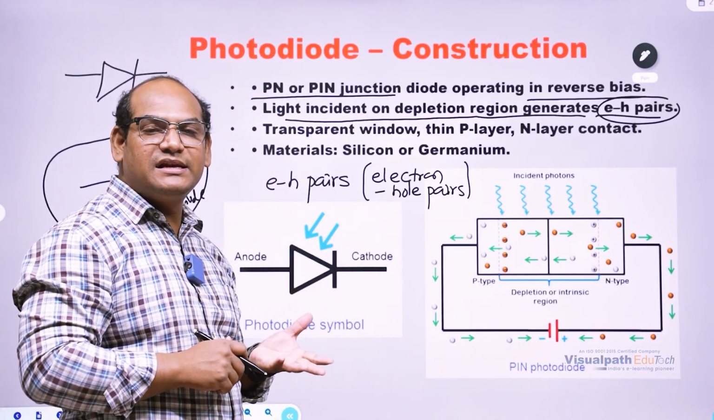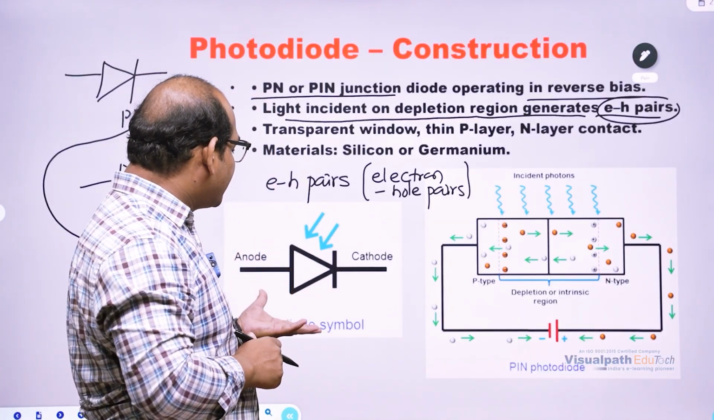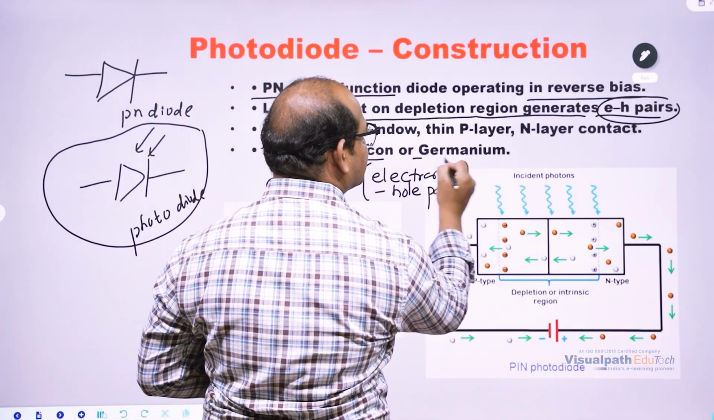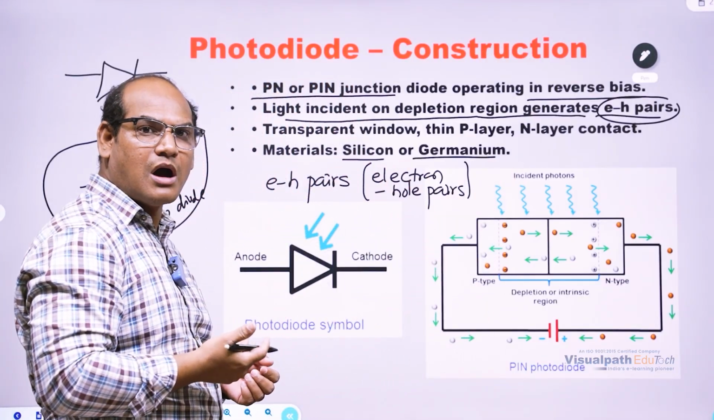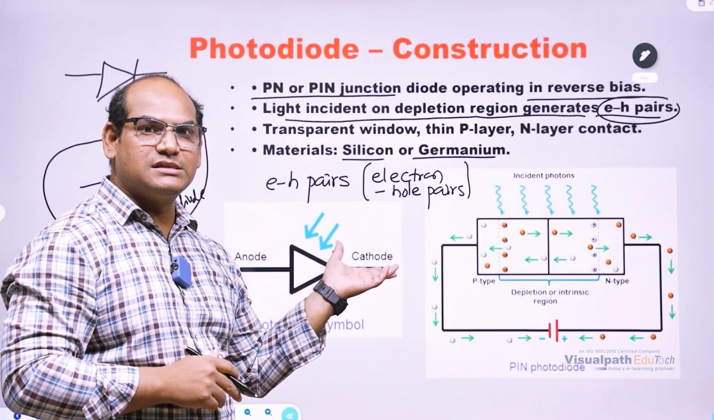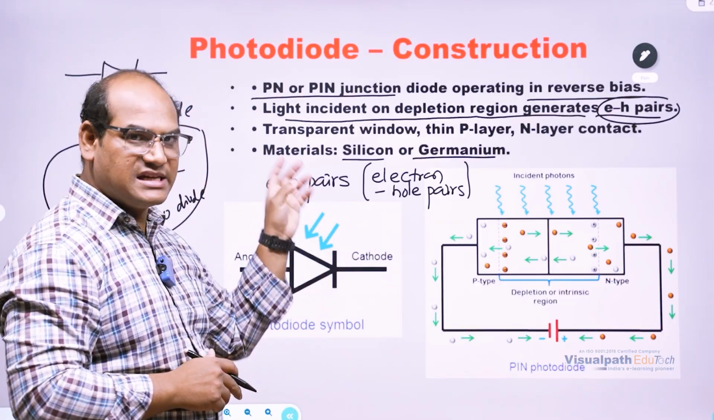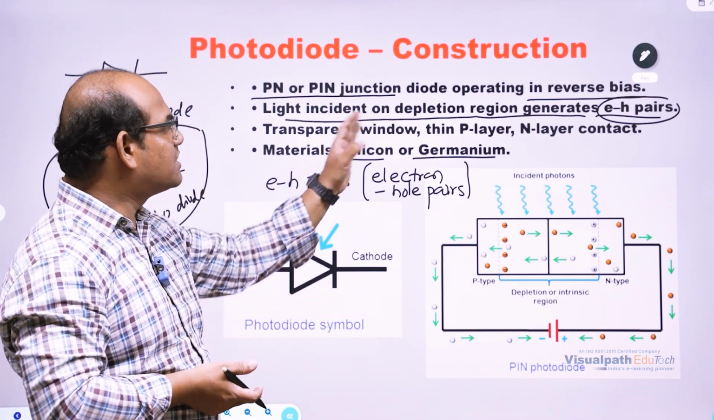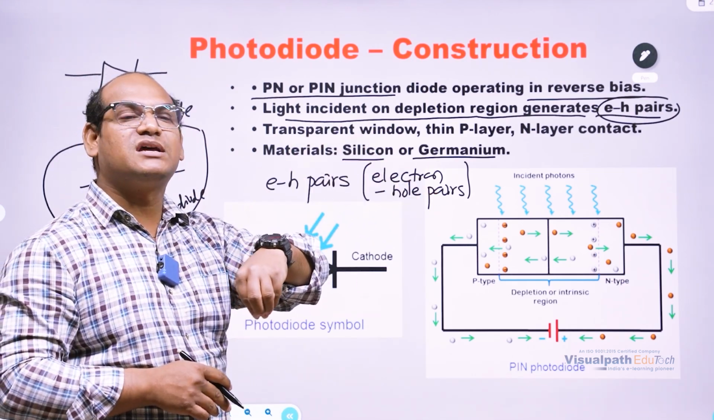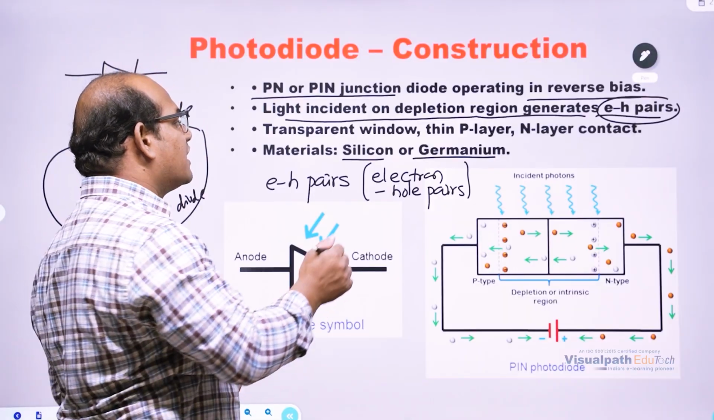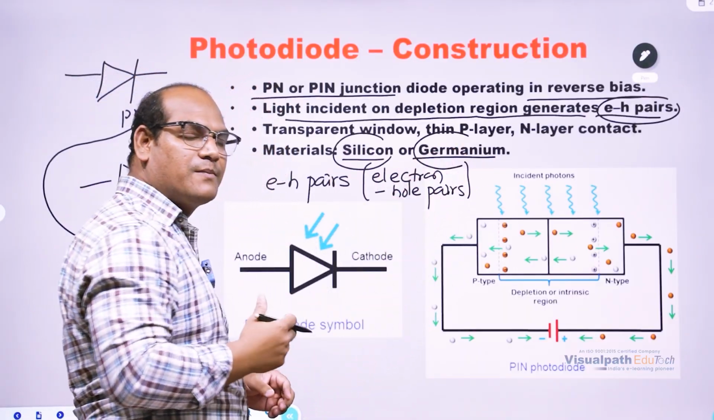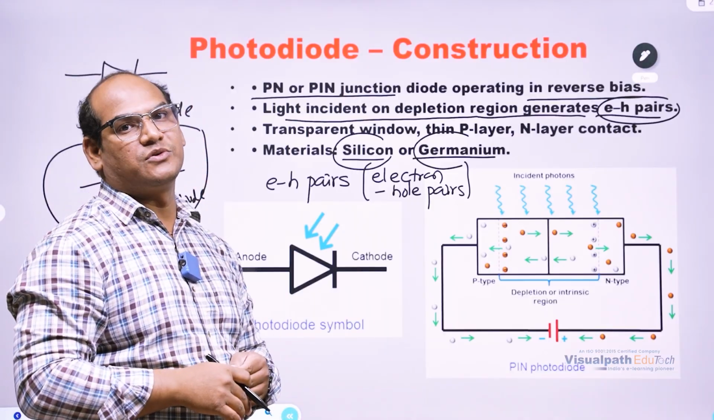Now, the materials used for the fabrication of this photodiode are silicon and germanium. Generally, those two are the semiconductor materials. Silicon is used more frequently compared to germanium, but in the fabrication of this photodiode we can use either silicon or germanium. Both will give proper operation.